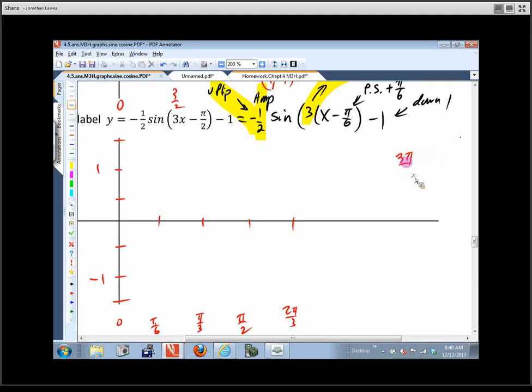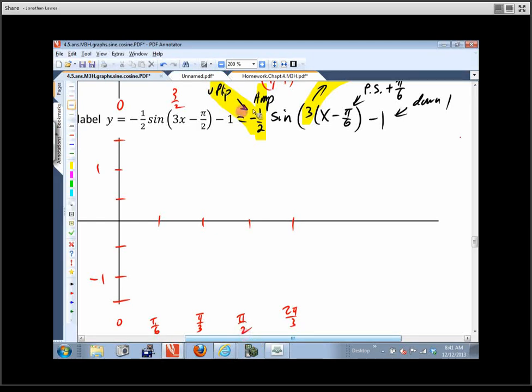So take a look at why this is more difficult. Almost every one of these has a different denominator. That can make it kind of tough to do these in radians. Degrees is a little bit easier, but we ought to be able to do this in radians. Any questions?